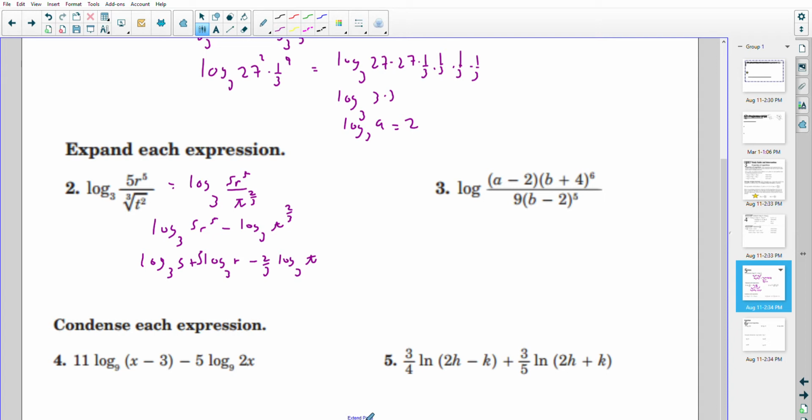Condensing, when we condense this, that means we're going to make it into one log. So let's see, the 11 would mean that it's up here as an exponent. Same thing with the 5, but we have to make sure that this whole thing is to the 5th power, and therefore it's going to be the log base 9 of (x minus 3) to the 11th, all divided by 2x to the 5th power.